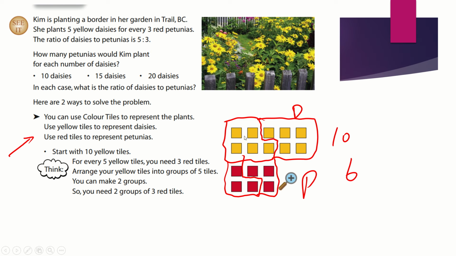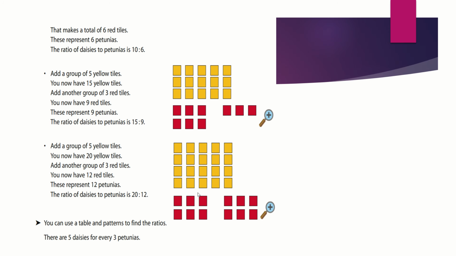And we have 1 group of 5 here, we have another group of 5 here, so we have 10 in total, and here we have 1 group of 3 and another group of 3. So, as we can see, that makes a total of 6 red tiles. So my ratio of daisies to petunias, if I have 10 daisies, is 6 petunias.